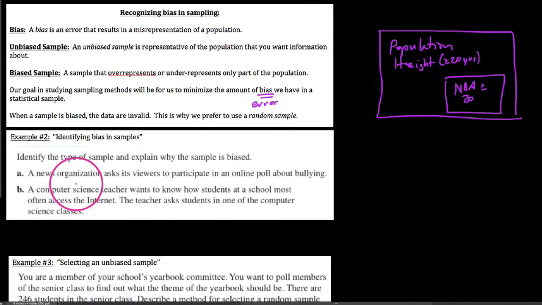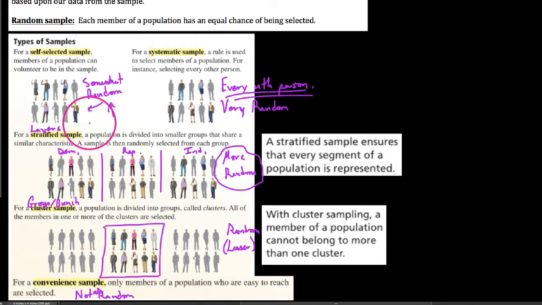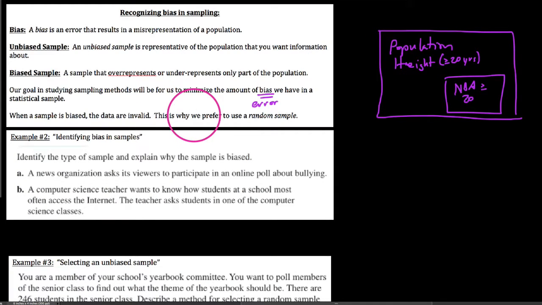In letter A, it says that a news organization asks its viewers to participate in an online poll about bullying. And so when we say, I'm asking you to participate, what kind of a sample are we discussing here? I mean, is this self-selected, systematic, stratified, cluster, convenience? I would say that most of all it's probably self-selected because we're only going to get data from those who actually chose to respond. So first things first, this is self-selected.